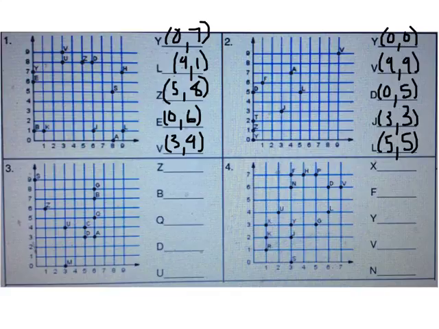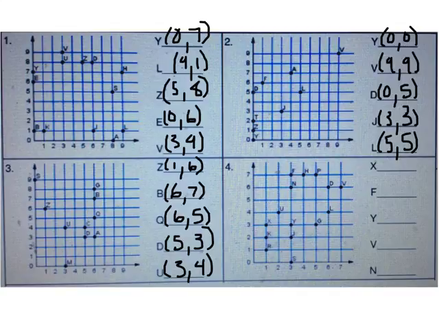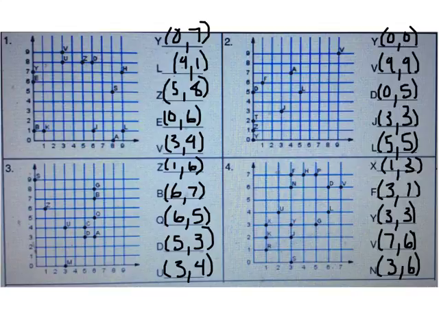What's the ordered pair for each point in number 3? Check your work with mine. Remember to go over first and then up. What's the ordered pair for each point in number 4? Check your work with mine.